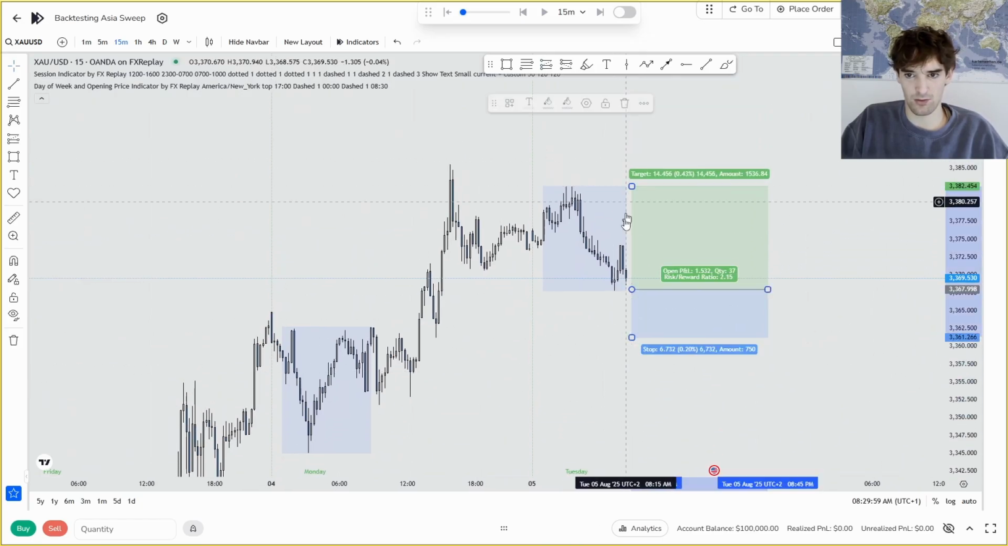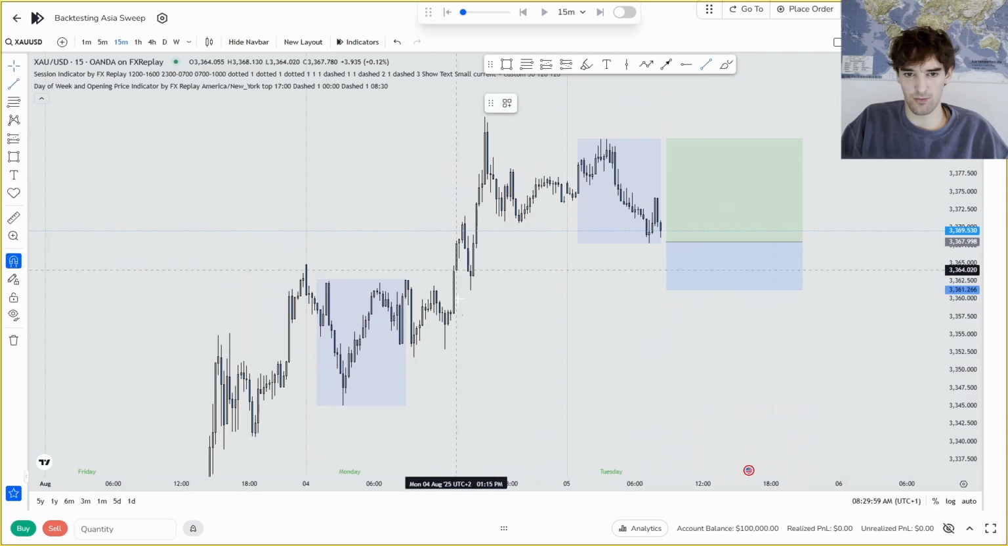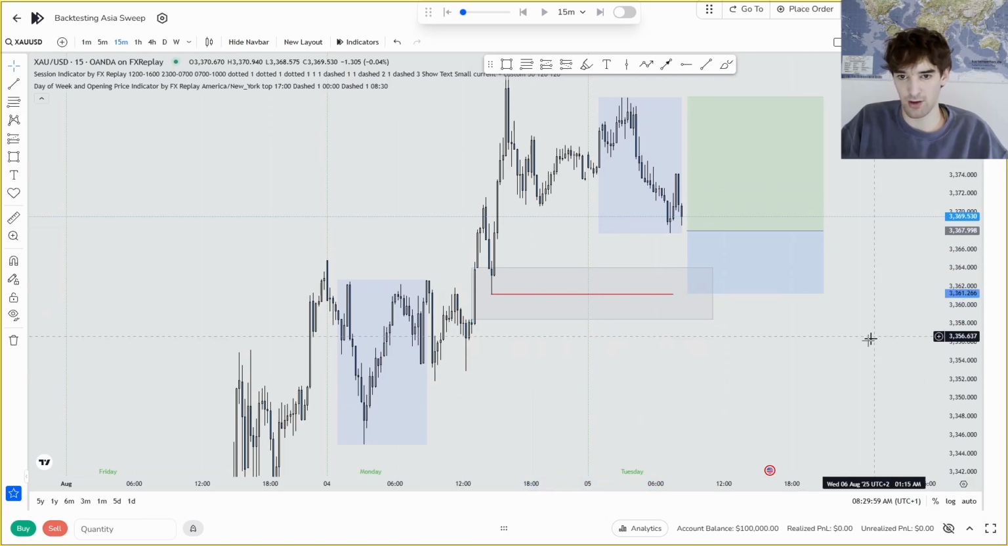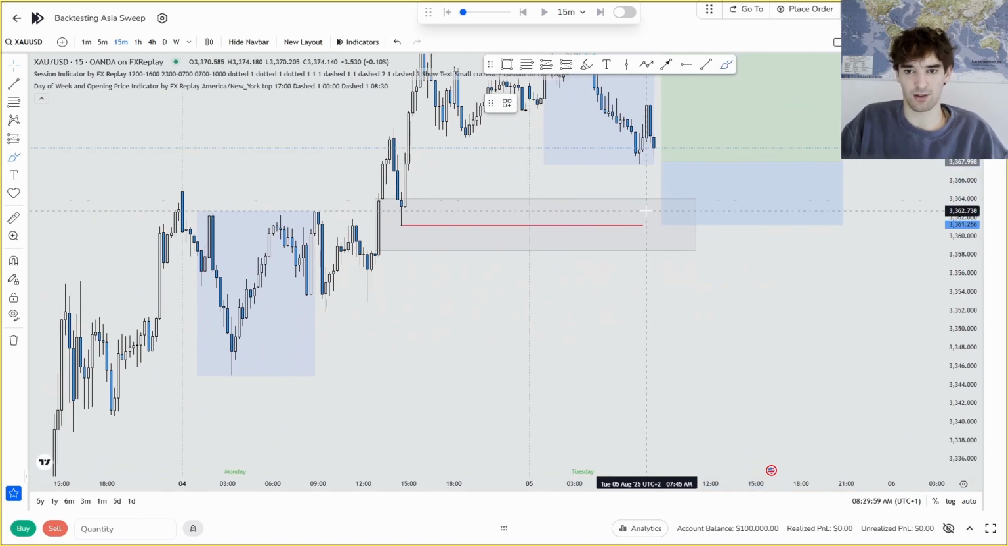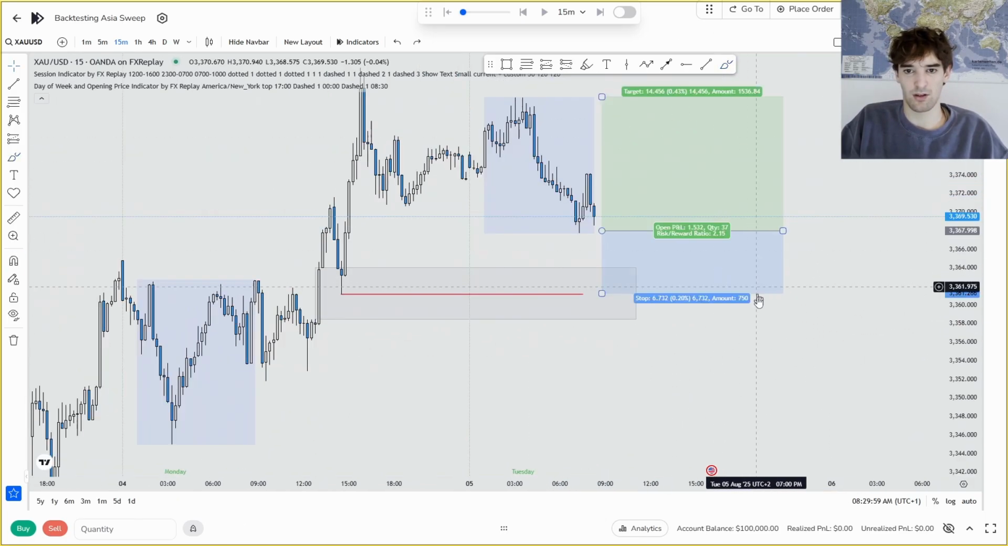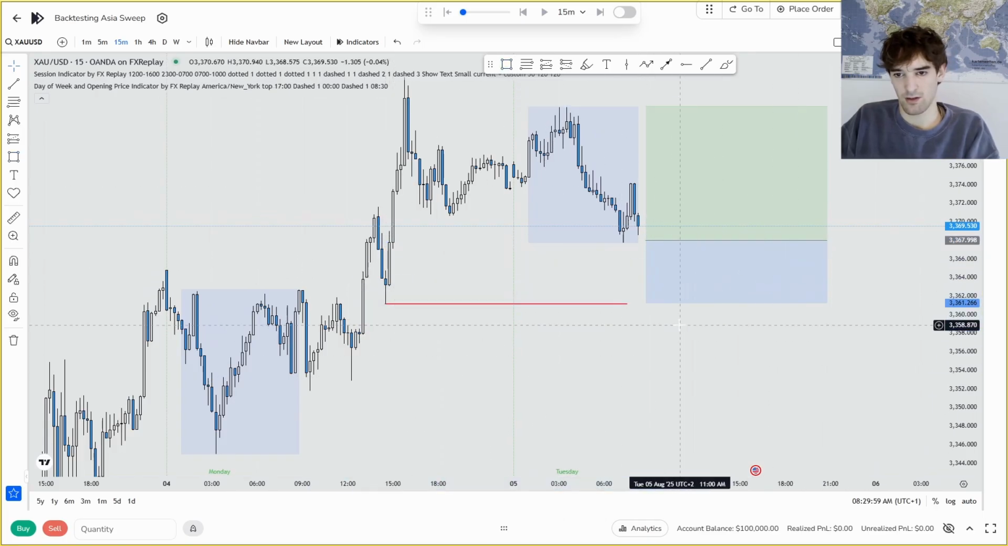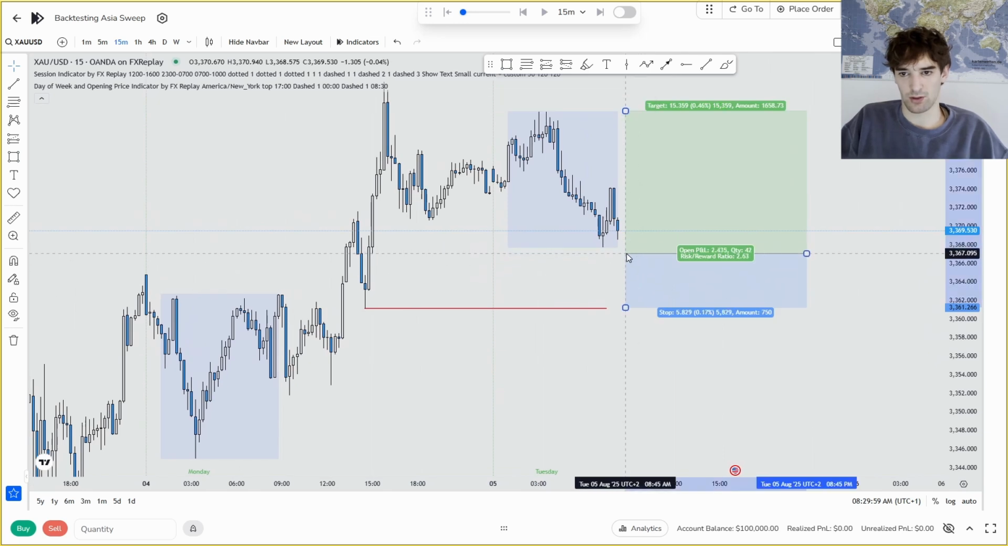This low. The reason why I take this low is because it already tapped this fair value gap. It respected it and pushed up. So that's why I don't expect something like this to happen. And this entry also overlaps with fair value gaps. So entry goes right here.